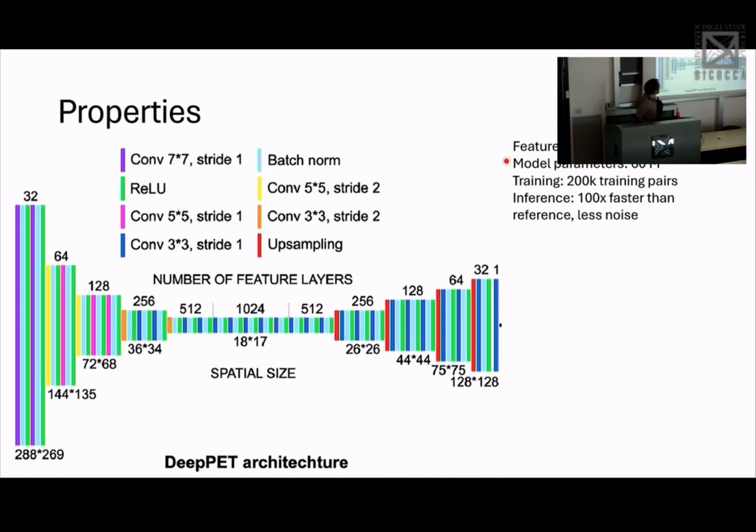OK, so this is the scheme. There are 300,000 parameters in the feature space, which is the deepest layer. The network included 60 million parameters, which at the time was pretty big. Now not anymore, thanks to the large language models. And it needed 200,000 training pairs of images, but it worked. And by the way, in inference, it was 100 times faster than normal reconstruction algorithms, and the images also had less noise.